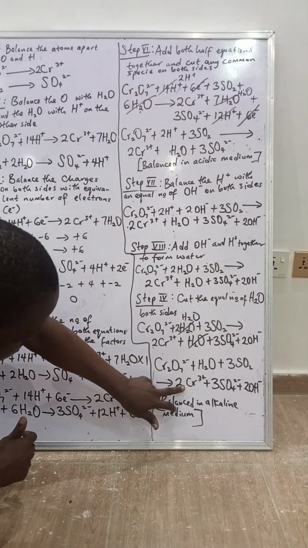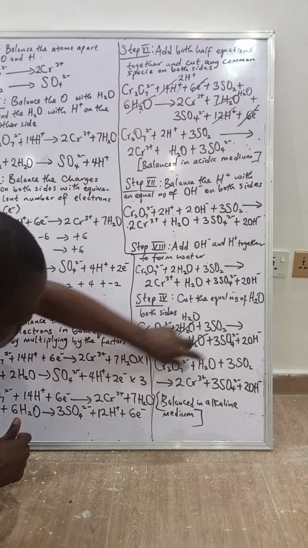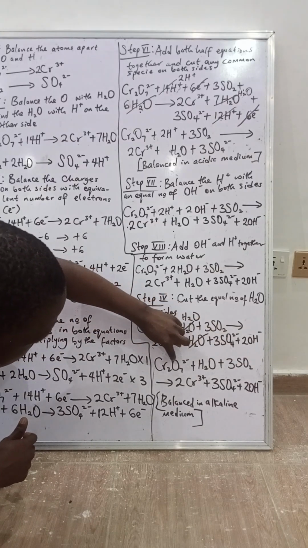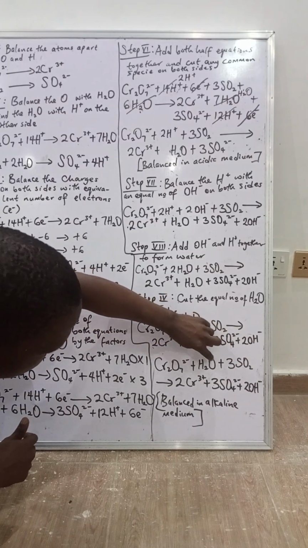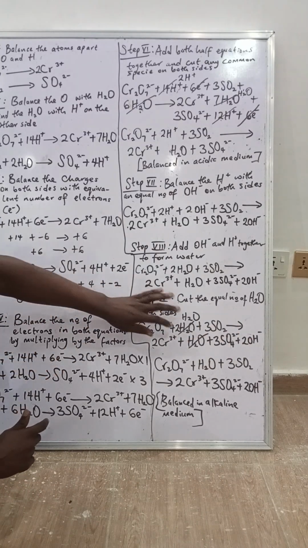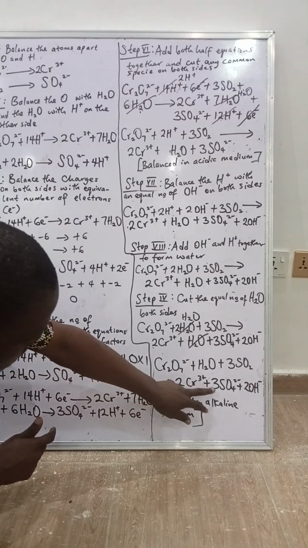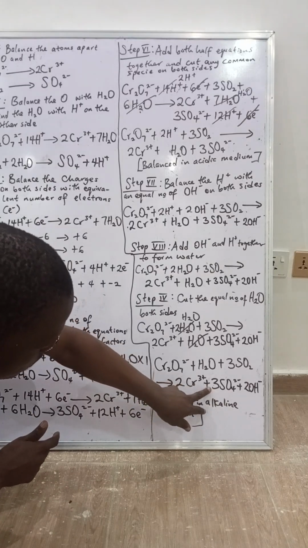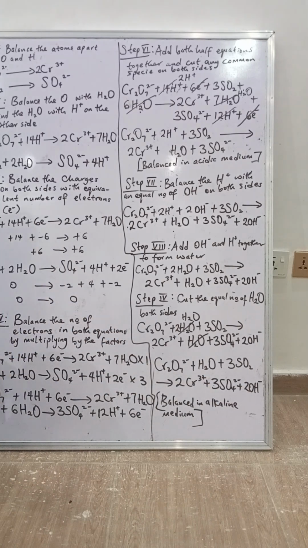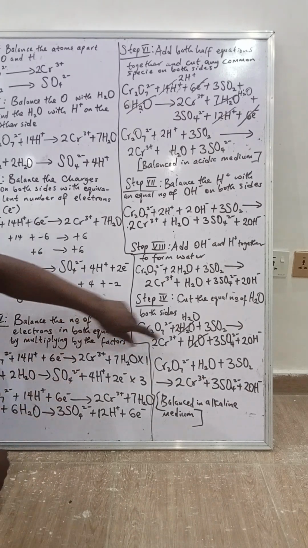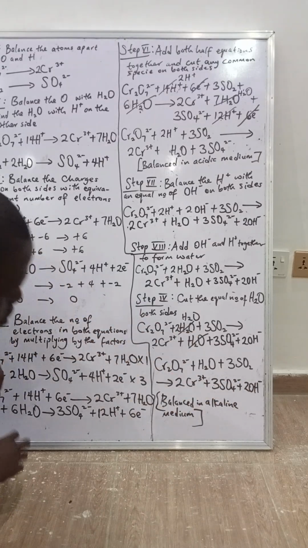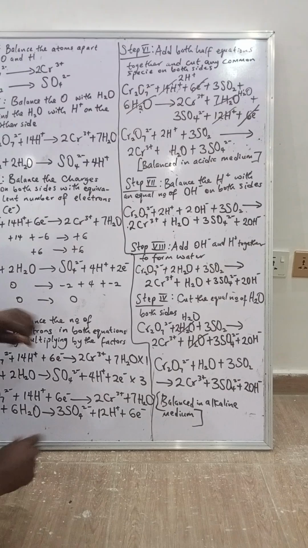Chromium 2, chromium 2. Oxygen: 7 plus 3 times 2 is 6, plus 1, 7 plus 1 is 8. 8 plus 6, that's 14. Then on the right hand side, 3 times 4 is 12 for oxygen, plus 2, that's also 14. So oxygen is balanced. Now look at the hydrogen, we have 2, we have 2. Sulfur, we have 3, we have 3. So it's balanced stoichiometrically.